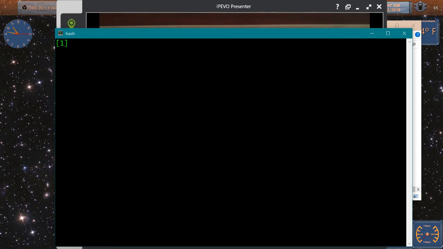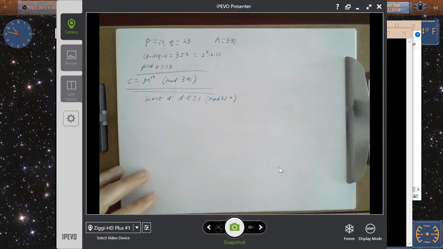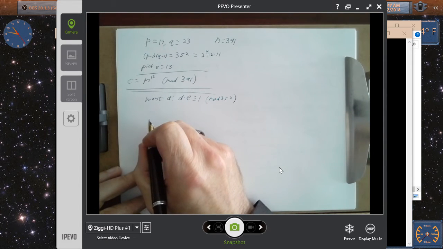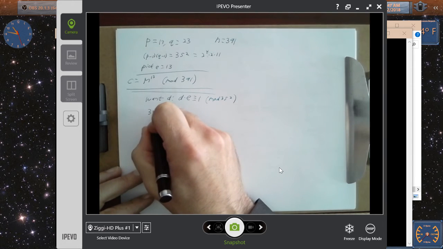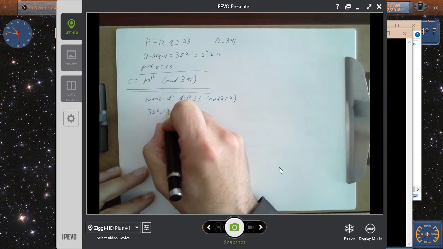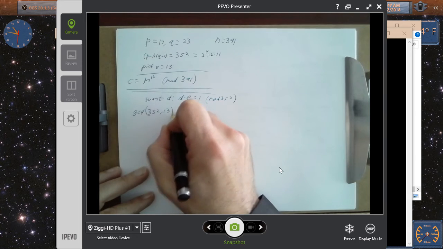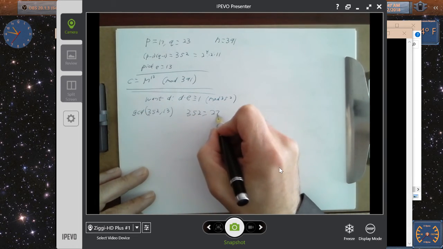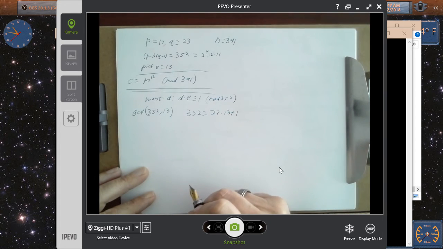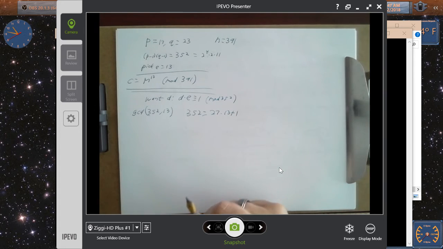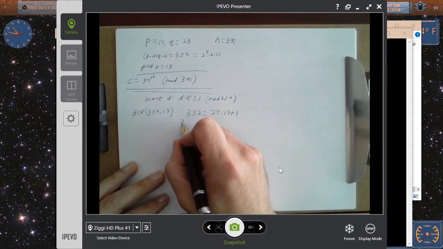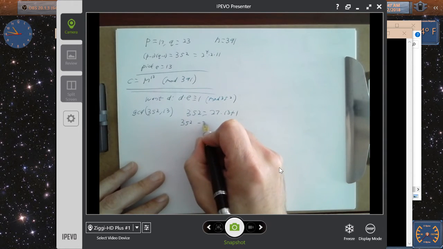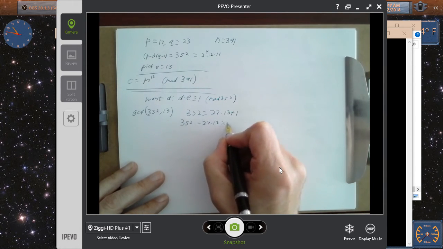And to find this, well, if two numbers are relatively prime, their greatest common divisor is 1. So I can try to find the greatest common divisor of 352 and 13. And this will turn out 352 equals 27 times 13 plus 1. And you might have to do more steps, but we got lucky here. So 352 minus 27 times 13 is equal to 1.